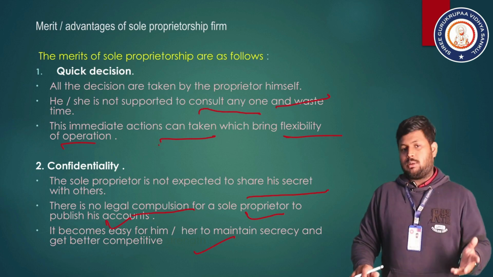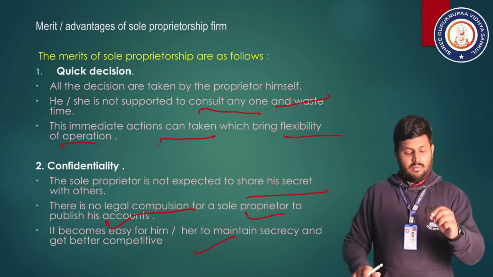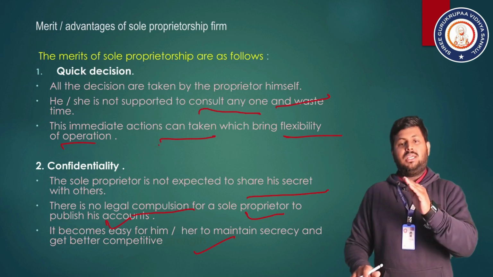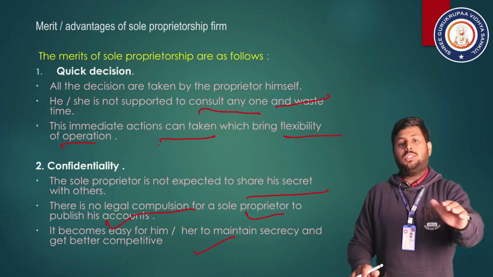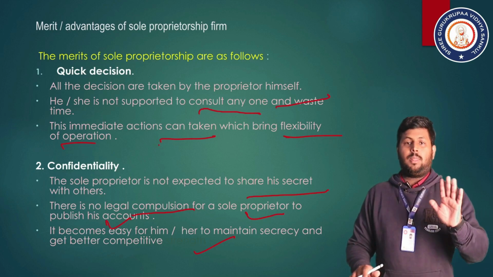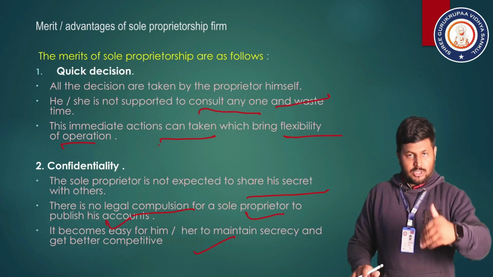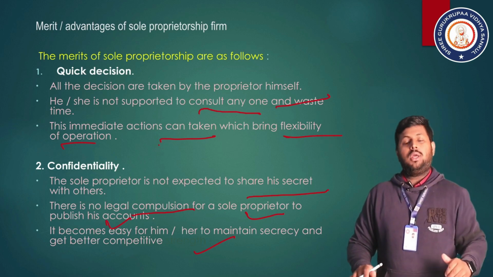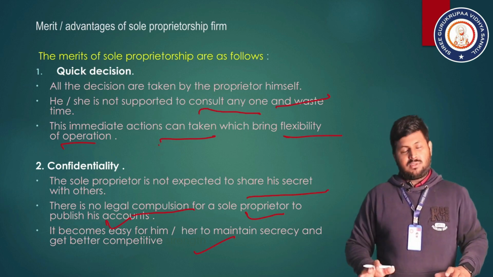As he is a single person, he is the deciding person, he will not share any of the things with anyone, and in such a way he is able to hide all the business secrets from everyone. No one can see his accounts, and there is no legal compulsion to issue the account book. So he can hide all the business secrets with himself. He does not discuss with anyone.